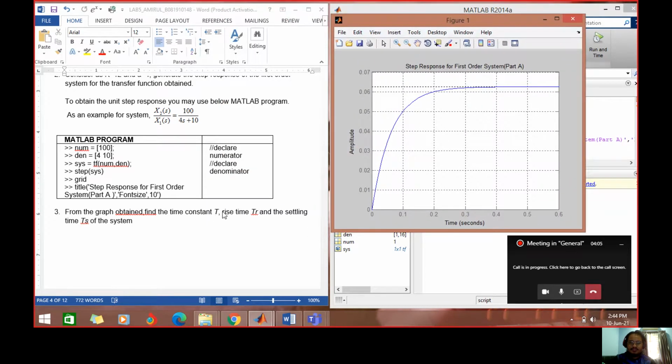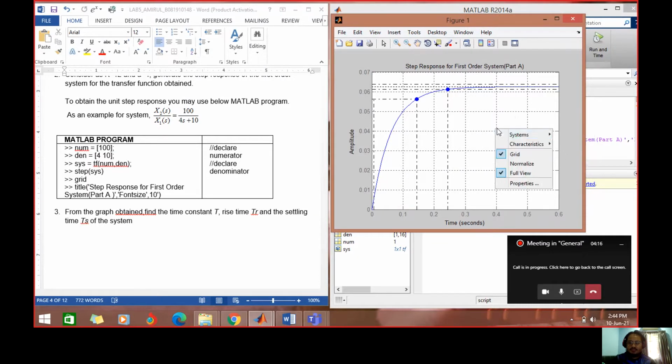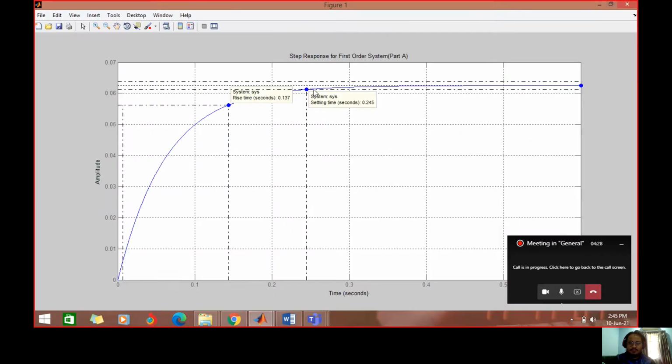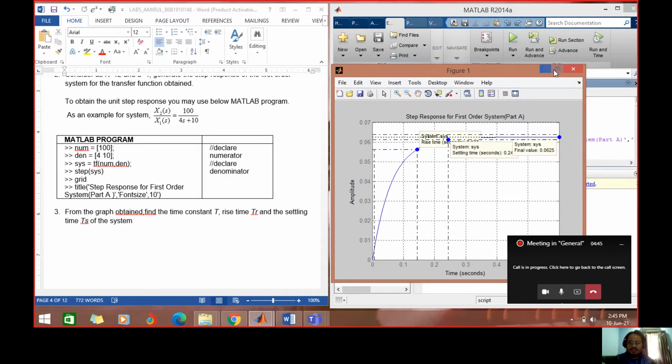We need to find the time constant, rise time, and settling time. So we just right click on the graph and get the settling time, rise time, and steady state for time constant. For rise time, we get this value. This is for settling time and time constant.